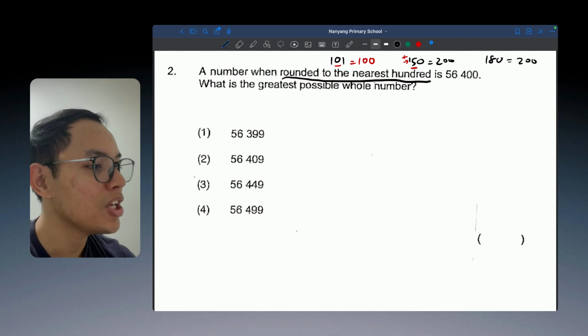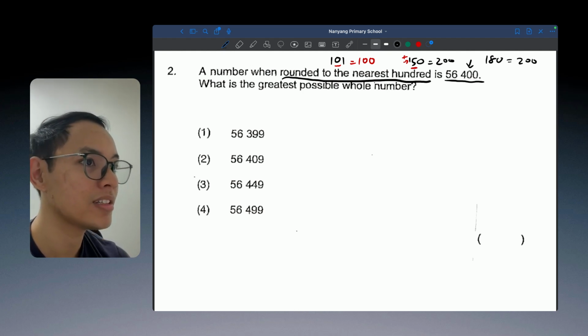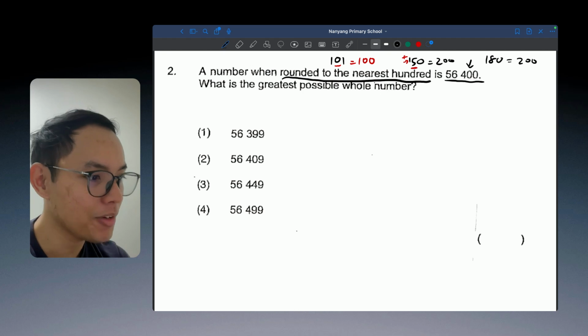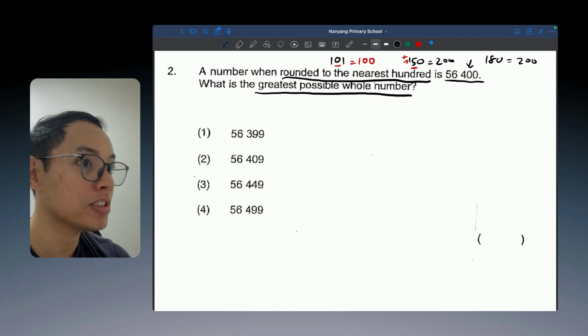So essentially, if we round to the nearest 100, we will get this number. So we are looking at the number in the 10th place. Okay, now the next question is, what is the greatest possible whole number?